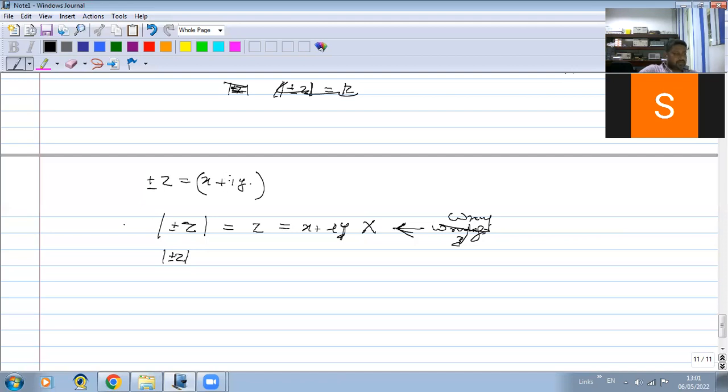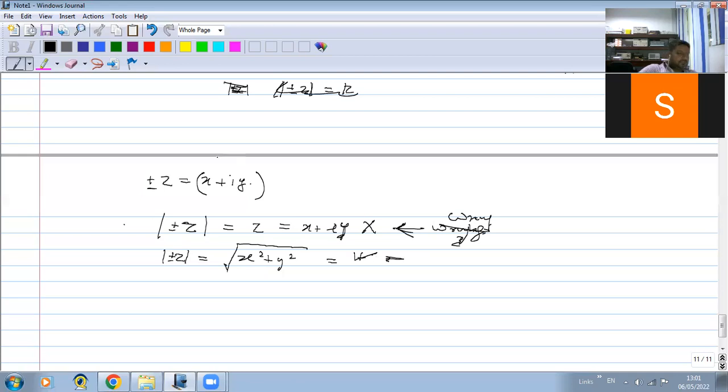So that is the magnitude of this complex number. It comes as the square root of x square plus y square, and it will be a plus value, because a magnitude should be a plus value. So this is the value.